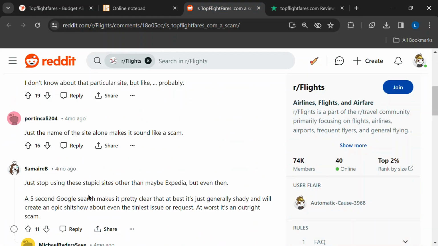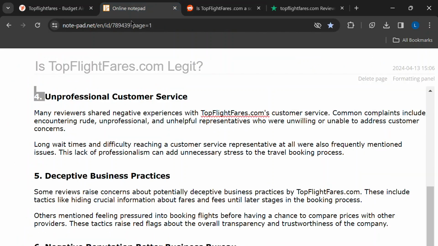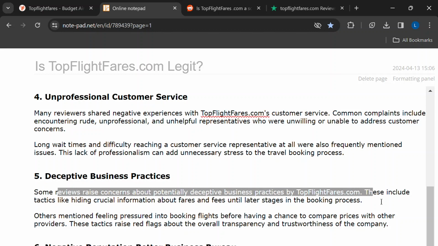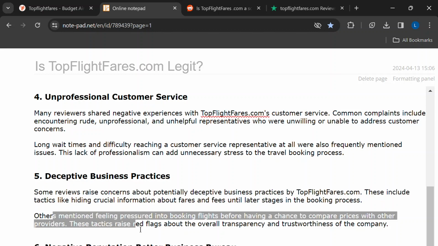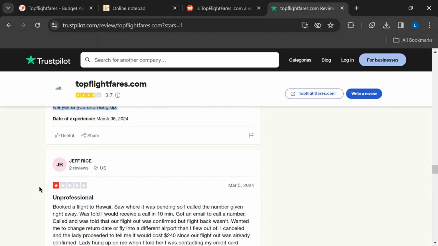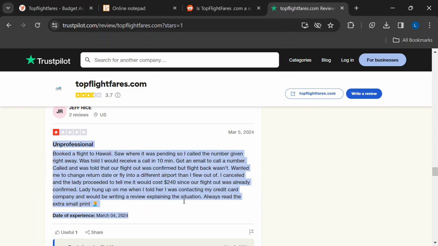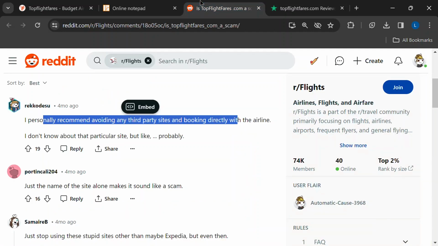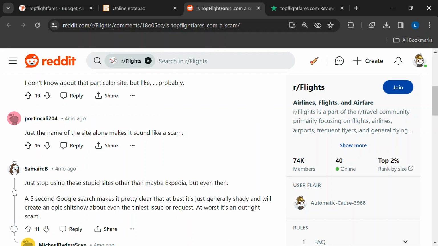Some reviewers raise concerns about potentially deceptive tactics by TopFlightFares. These include hiding fees until later in the booking process or pressuring customers into booking before they can compare prices elsewhere. The Better Business Bureau, BBB, gives TopFlightFares.com an F rating. This is a big red flag, indicating a history of customer complaints. It's a sign that there might be widespread issues with the way they do business.